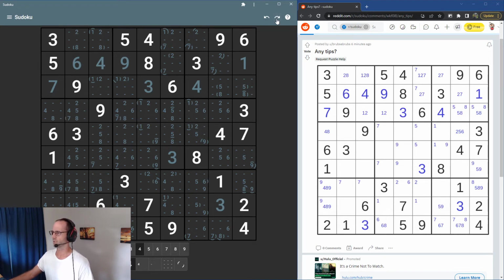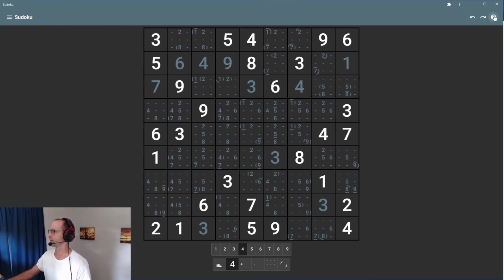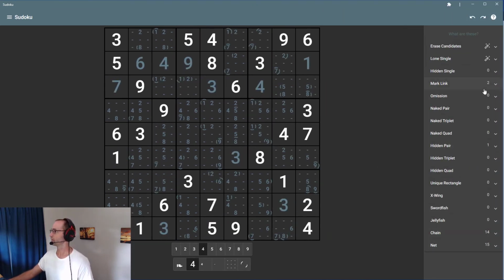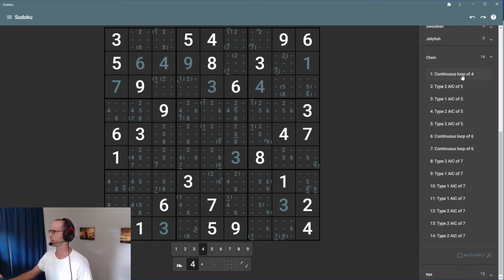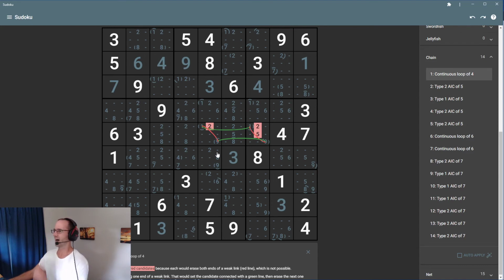I'm going to keep redoing, just marking links. There we go. That's where we placed something. This is where we started spending tons and tons of time. What could we have done here? Oh, look, I only missed 2 link marks at that point. There's a hidden pair of 1, 9 there. I should have. I'm surprised I didn't spot that.